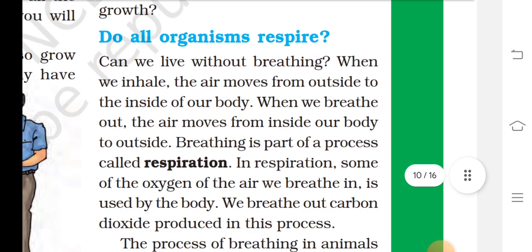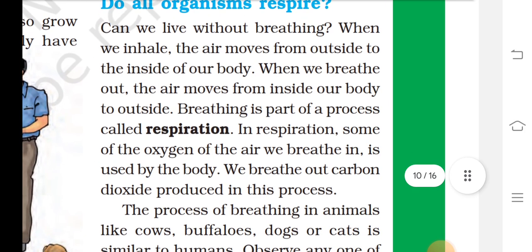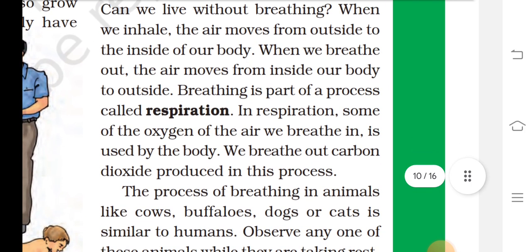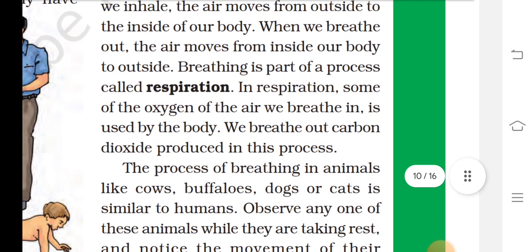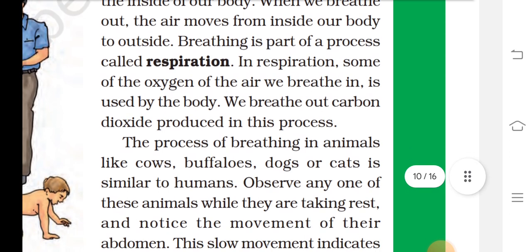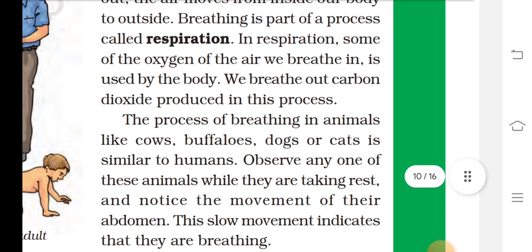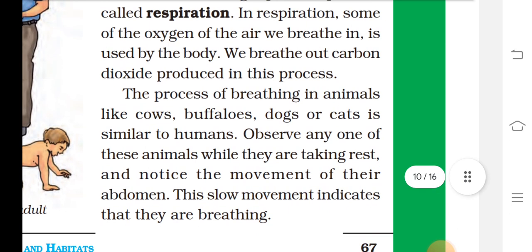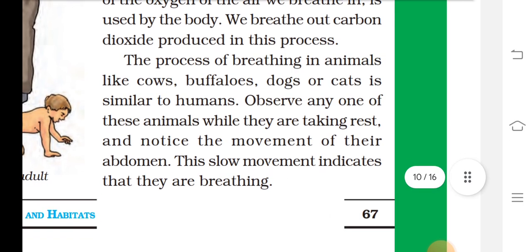Do all organisms respire? Can we live without breathing? When we inhale, the air moves from outside to the inside of our body. When we breathe out, air moves from inside our body to outside. Breathing is part of a process called respiration. In respiration, some of the oxygen of the air we breathe in is used by the body. We breathe out carbon dioxide produced in this process.